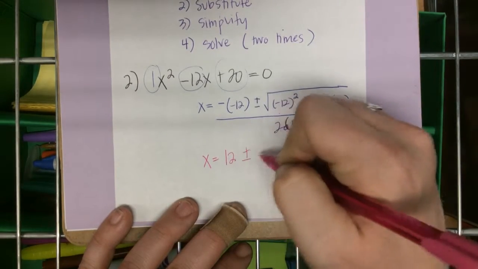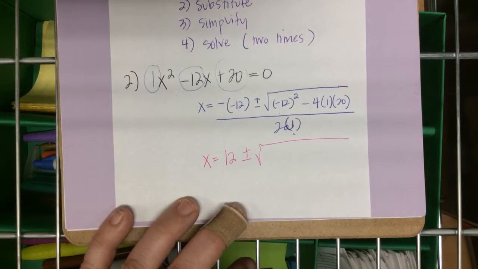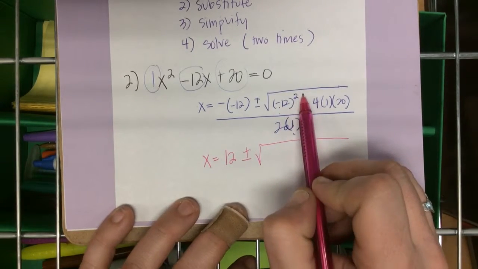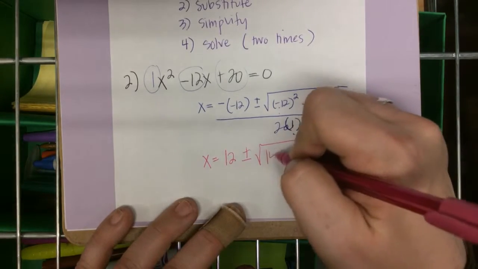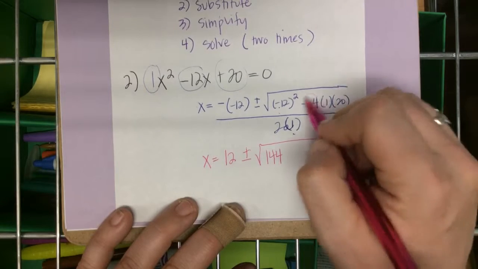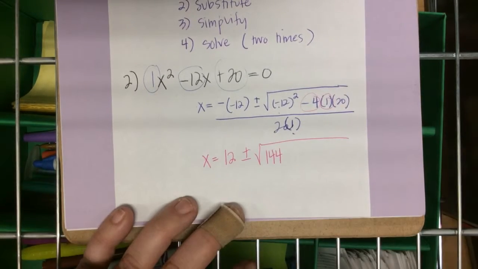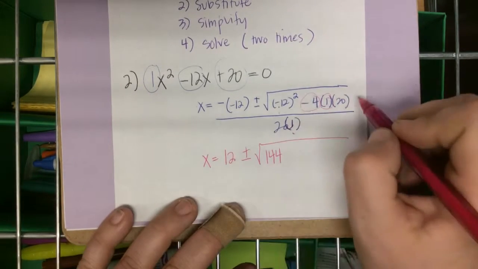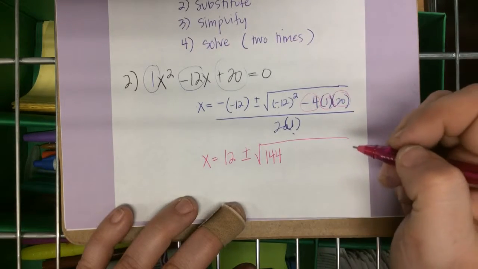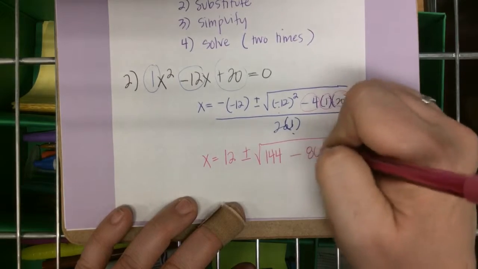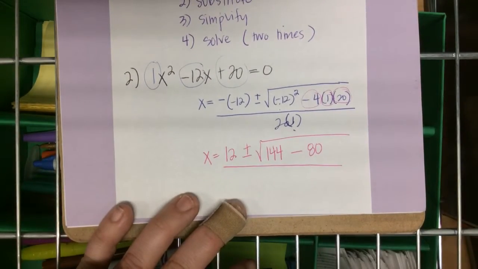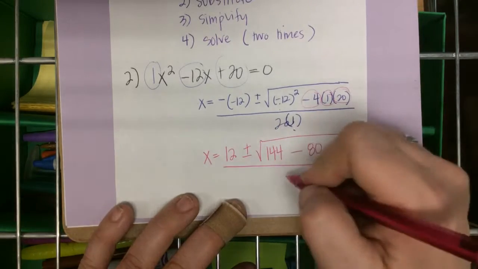X equals, what's negative 12? 12. Plus or minus the square root. Negative 12 squared. Negative 12 times negative 12 is 144. Negative 4 times 1. Negative 4 times 20. Negative 80. All of that over 2 times 1 is 2.